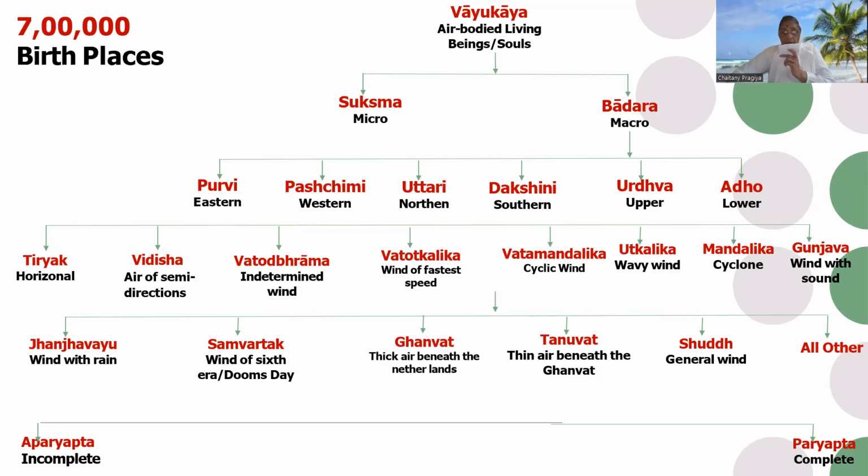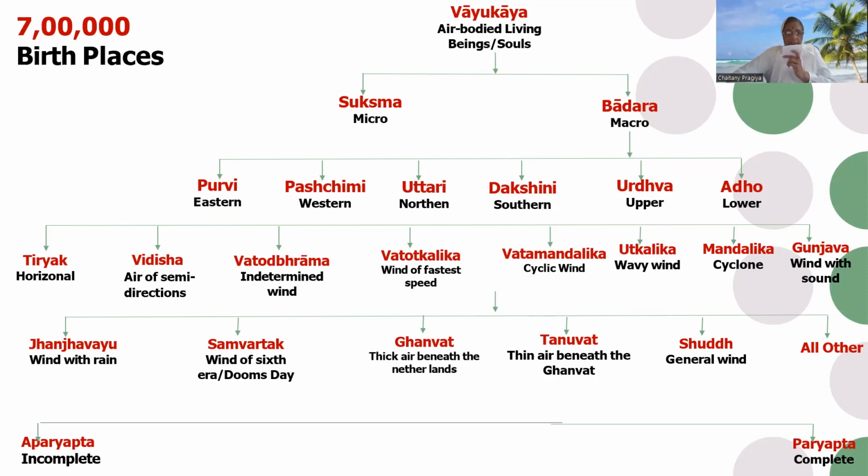But macro air comes in our contact. Whenever we walk, we feel the air or wind in the environment. So all types of wind or air, most of them are living entities. And it is said that the air also has various forms, various names, various divisions.